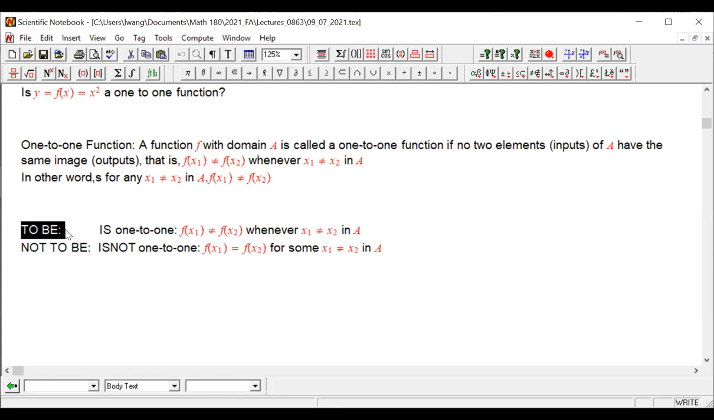to be one-to-one, it has to hold whenever; not to be one-to-one, it only has to fail for some. If you do the vertical line test, it certainly passes the vertical line test. It is a function, so we can in turn consider whether it's a one-to-one function. But if we do the horizontal line test, it does not pass the horizontal line test. Does everybody follow me? It doesn't pass the horizontal line test.